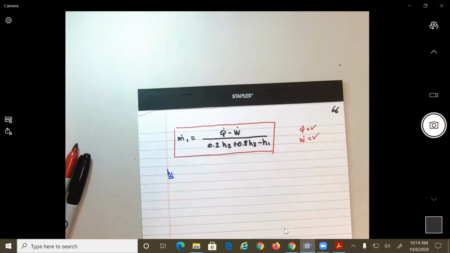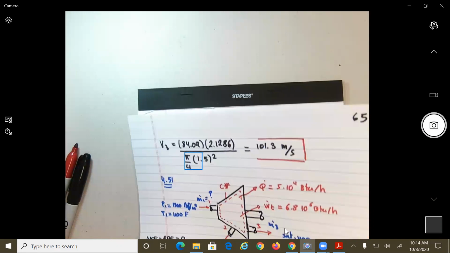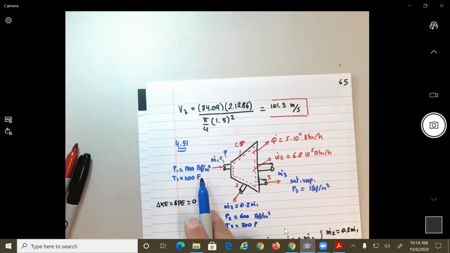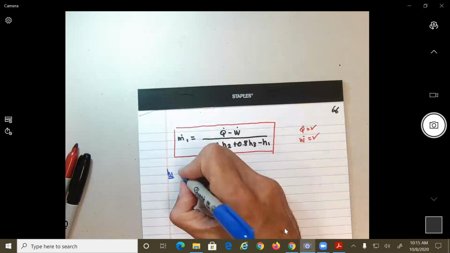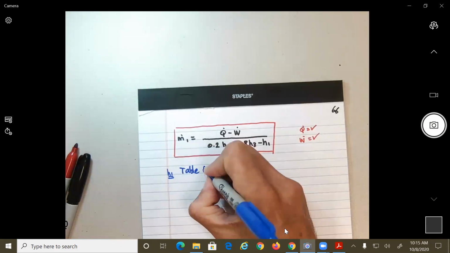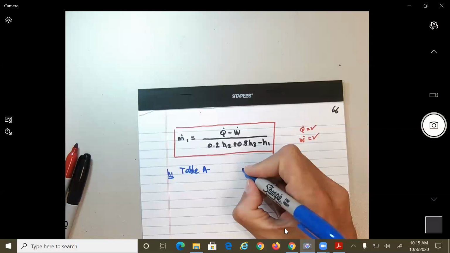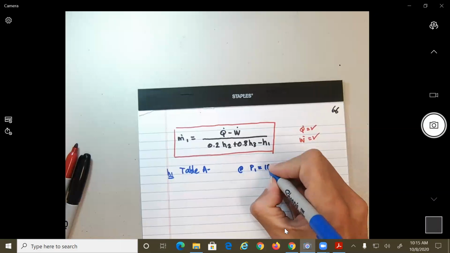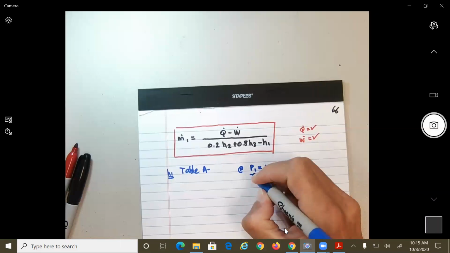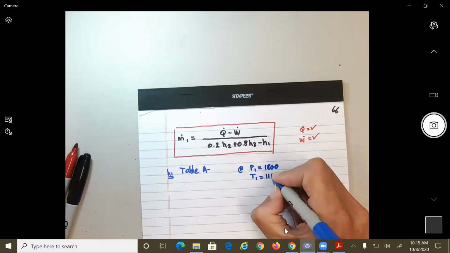So let's see. Remember, in order to use the tables, we need to know, this is the previous problem. Okay, this is the new problem. We need to know two things, no? Do we know two things at point 1? We know the pressure and the temperature. Okay? So let's say we don't know which table yet, but let's say table A something E at P1 equal 1800 and T1 equal 1100.